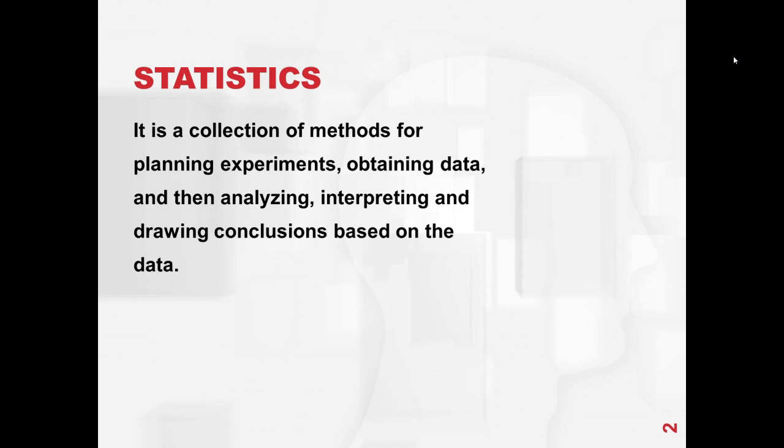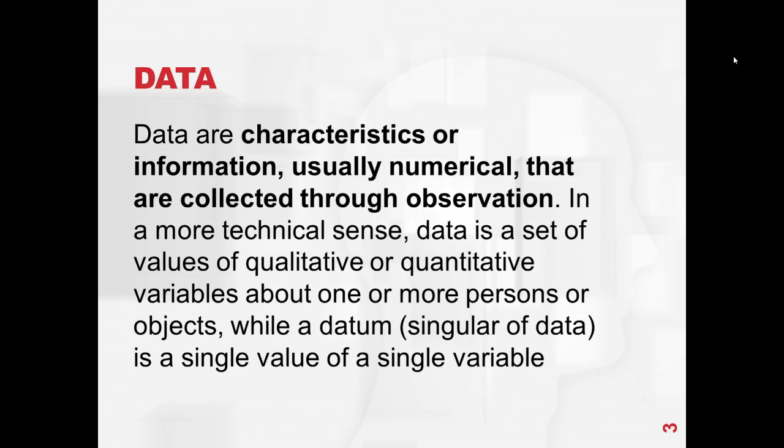So, what is statistics? It is a collection of methods for planning experiments, obtaining data, and then analyzing, interpreting, and drawing conclusions based on the data. So, what is data? Data are characteristics or information, usually numerical, that are collected through observation. In a more technical sense, data is a set of values of qualitative or quantitative variables about one or more persons or objects, while a datum, the singular of data, is a single value of a single variable.